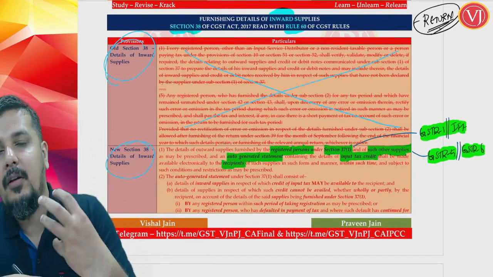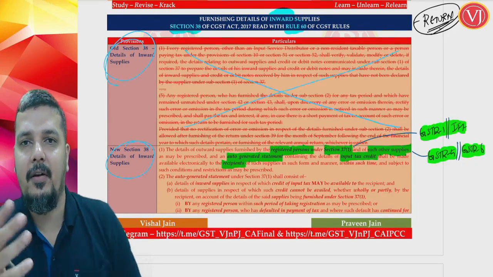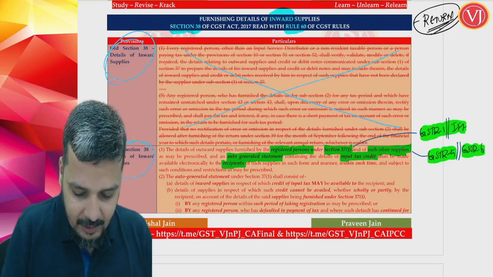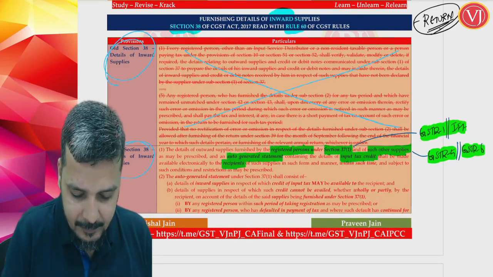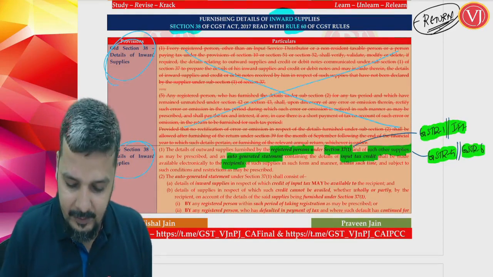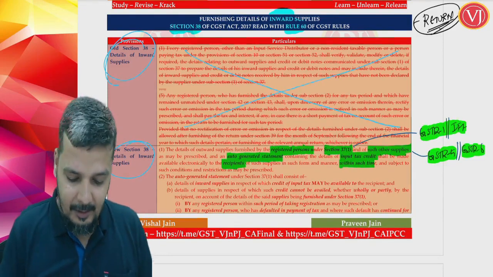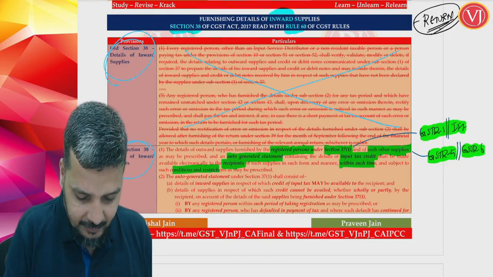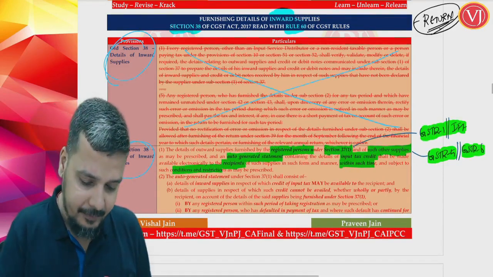So based on the opposite party filing their GSTR1 or IFF or GSTR5 or GSTR6, there will be an auto-generated statement which contains the details of input tax credit, which is made available to the recipient within such time, in such form and manner, but subject to conditions and restrictions as may be prescribed. Now what are the conditions and restrictions that are prescribed?